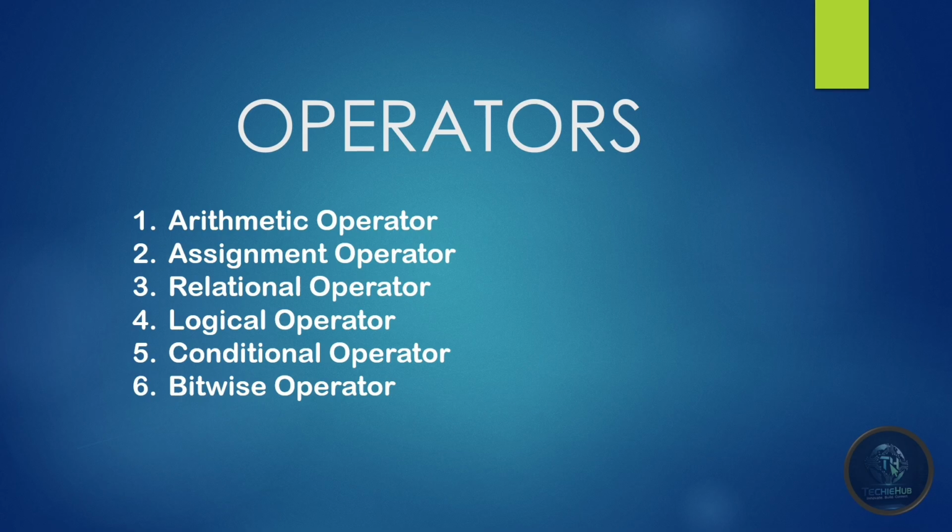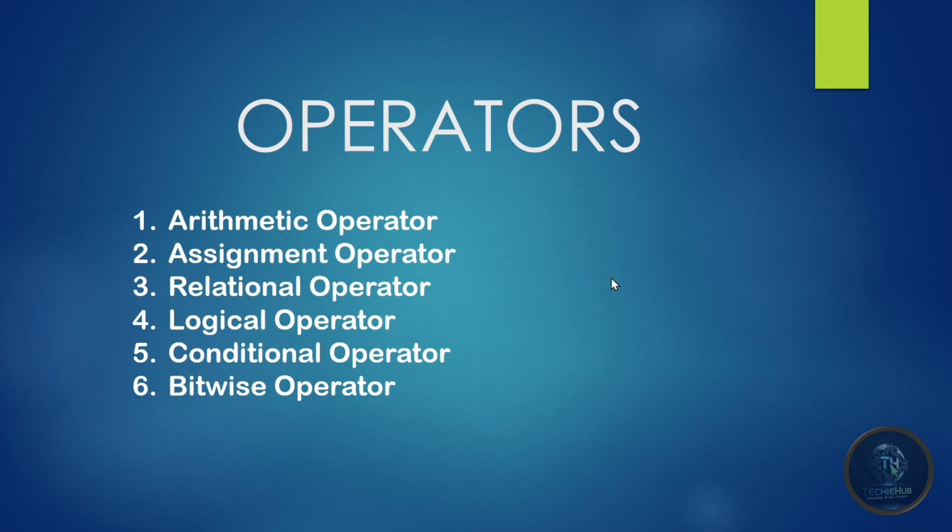So today is our C programming lesson 2. In this video, we are going to see about operators in C programming. Okay, so there are six types. First one is arithmetic operator, assignment operator, relational operator, logical operator, conditional operator, and bitwise operator.